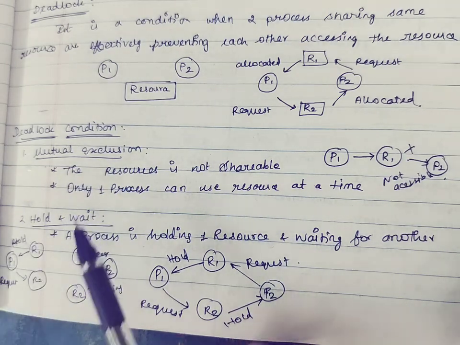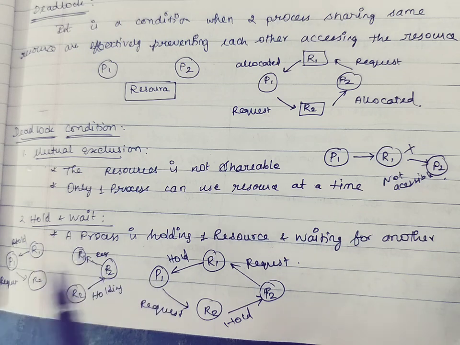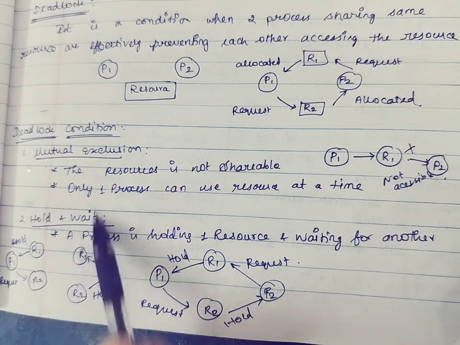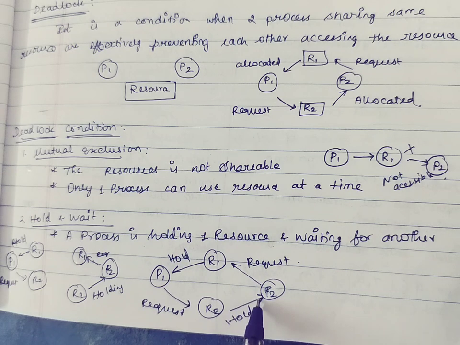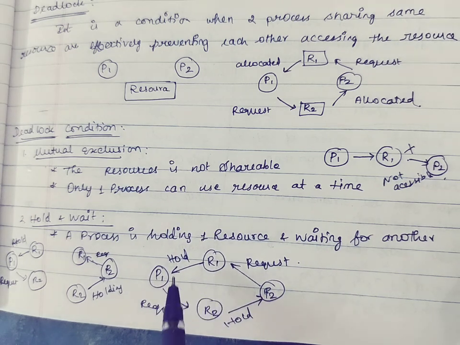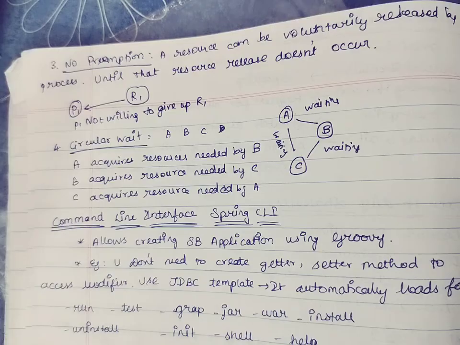And we have hold and wait, which is when one process is holding one resource and waiting for another resource. P1 holds R1 and requests R2. P2 holds R2 and requests R1. Each holds one resource and waits for another, so neither gets executed.